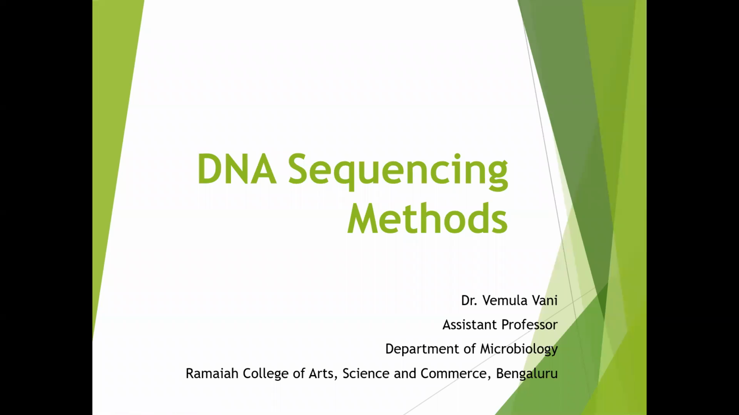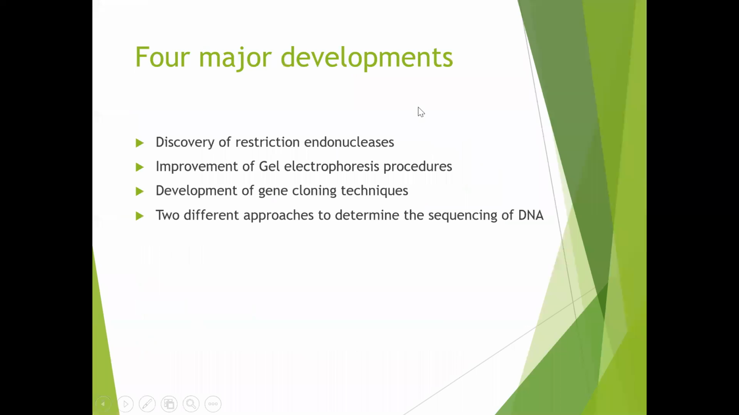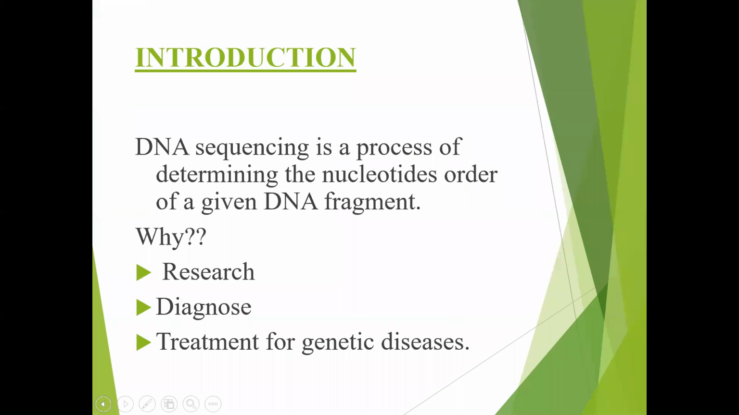What is DNA sequencing? Determining the order of nucleotides present in the given fragment of DNA. We all know DNA is composed of just 4 different nucleotides A, T, G, C, right? But we should determine the order of these nucleotides present in the given fragment of DNA. So DNA sequencing is a process of determining the nucleotide order of a given DNA fragment.